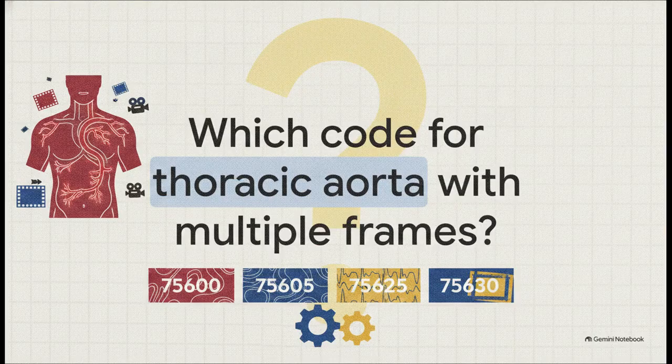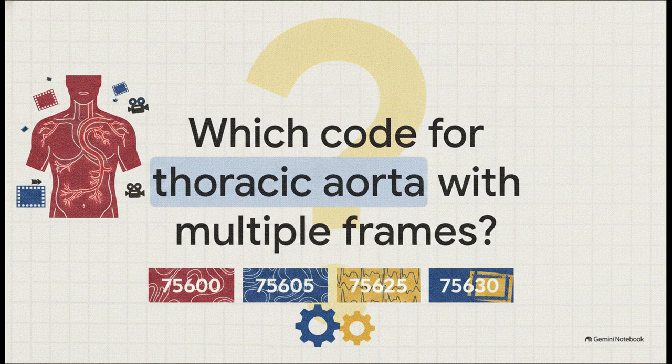So here is the exact scenario, pulled straight from our source material. We need to find the correct code for imaging the thoracic aorta, and this is a big but, the key detail here is that the imaging is performed using multiple frames, almost like a movie. And we're given a few potential options: 75600, 75605, 75625, or 75630.